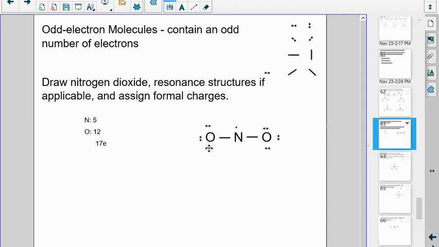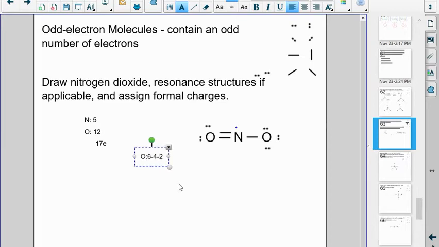Let's at least make 1 double bond. Let's move this guy over here. Form that double bond. Now let's do formal charge. Here, the oxygen on the left-hand side has 6 valence electrons to start, minus 4 electrons unbonded, minus 2 bonds is 0.